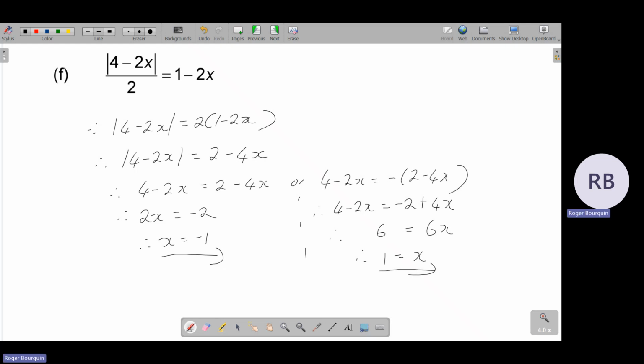Okay, if I sub in -1, you get 4 plus 2, which is 6. 6 divided by 2 is 3, and this side is also 3. So -1 works. Does 1 work? No, 1 can't work, because 1 minus 2 is -1 on this side. So 1 can't work.